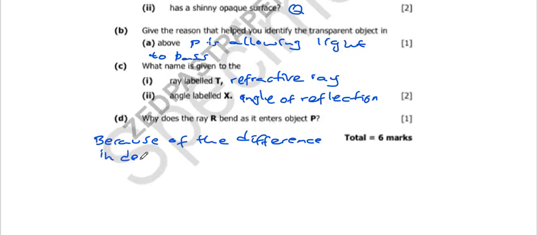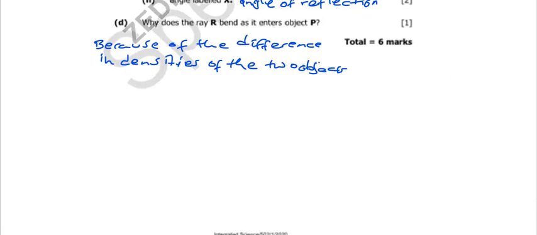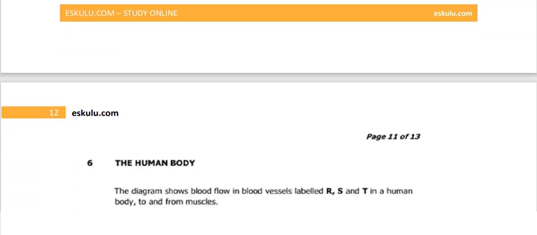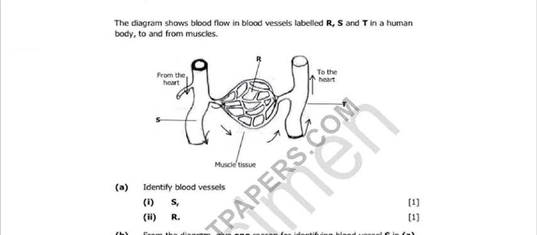Difference in densities of the two objects. So the key word there is density. Because of the densities, you'd have a ray bending as it enters or as it leaves an object.